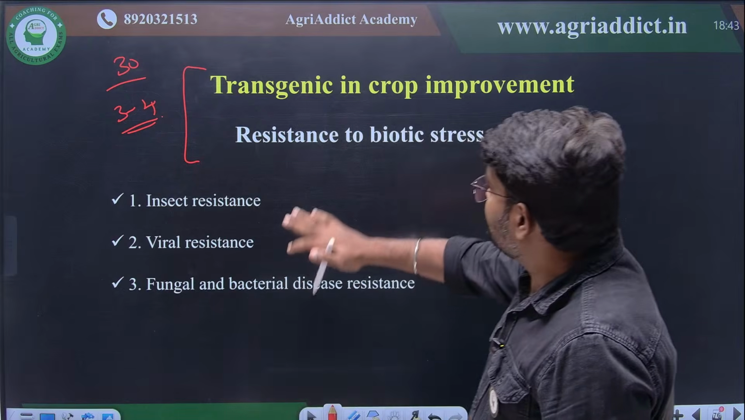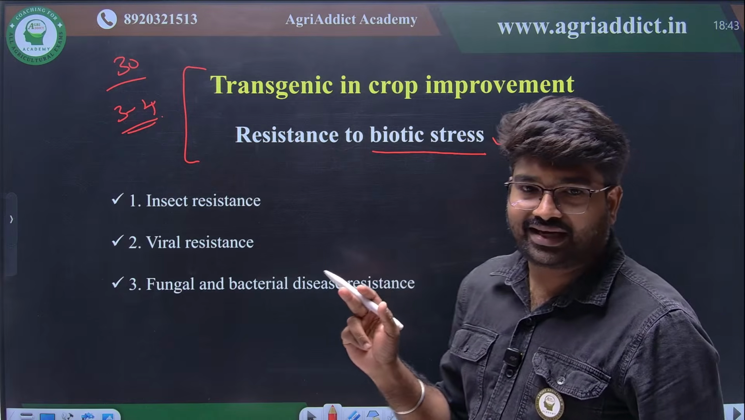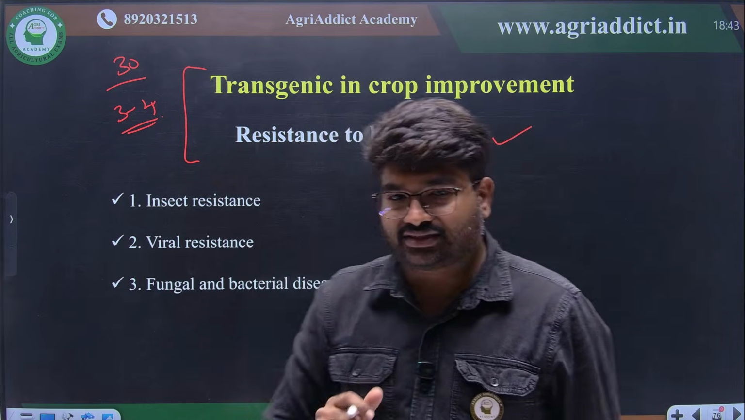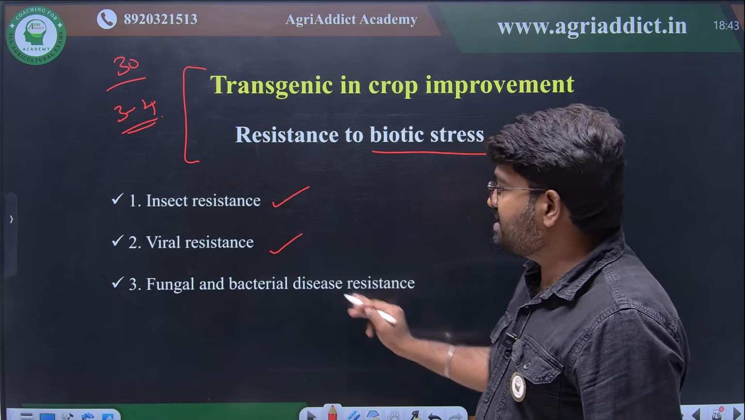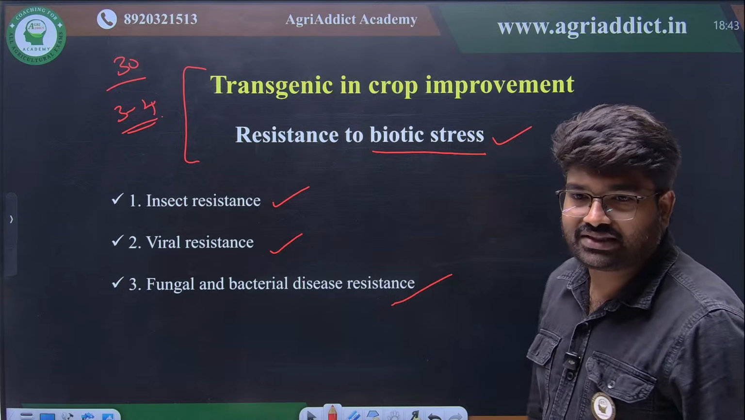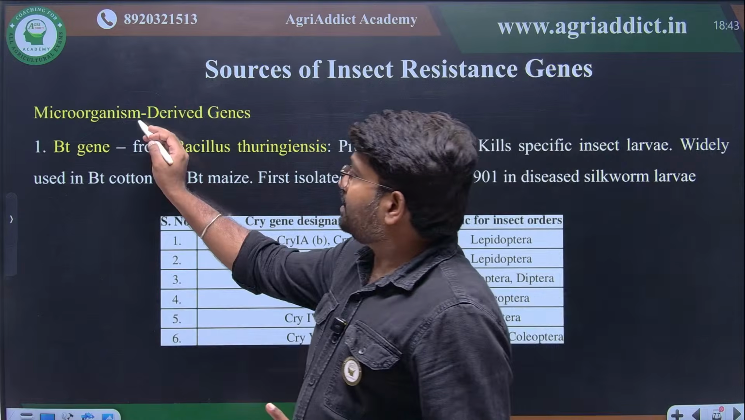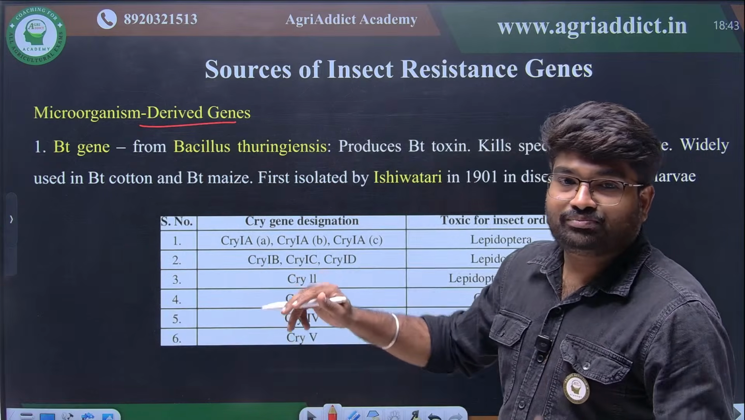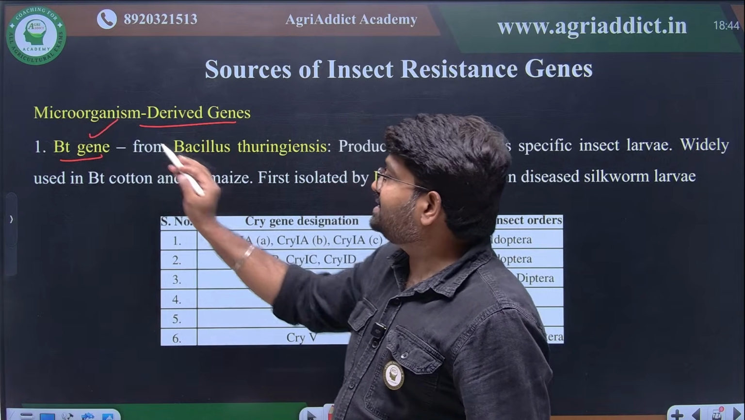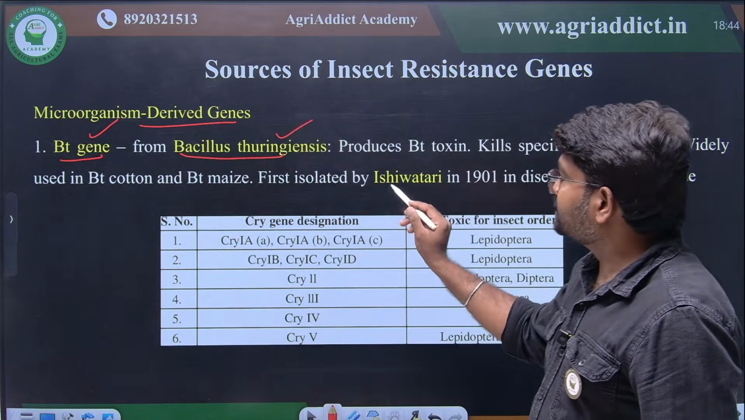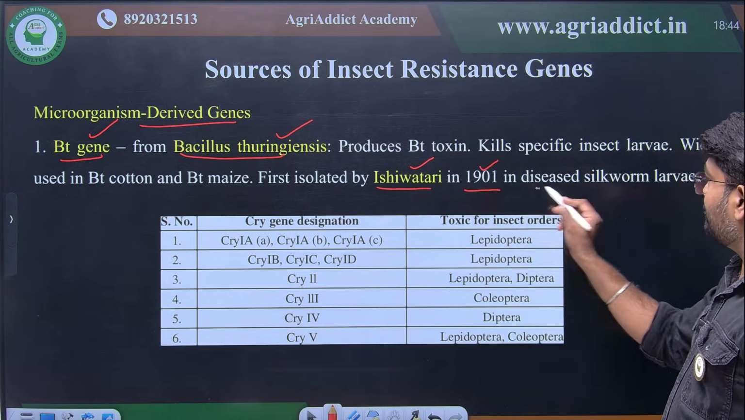Okay. Now we are going to see transgenics for biotic stress resistance. If you know, biotic resistance means what? Insects, viruses, or fungal and bacterial diseases. Okay. We are just going to brush up the knowledge. You see, the most important transgene for insect resistance is what? The Bt gene. Okay, the Bt gene from Bacillus thuringiensis. Who discovered this? Ishiwata in 1901, from a diseased silkworm.